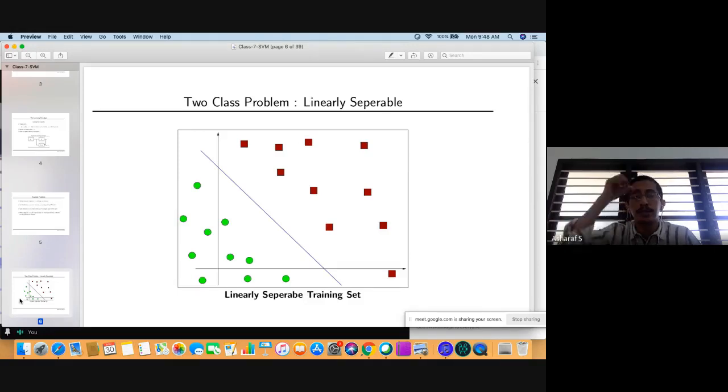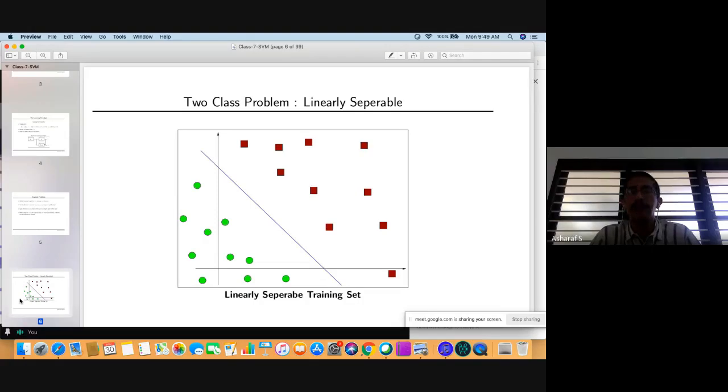When a new point comes in, a test point, you compute W transpose X plus B. If W transpose X plus B is greater than 1, you say the point belongs to the class of squares, otherwise it belongs to the class of circles. If W transpose X plus B is less than 0, it is the class of zeros, and the 0 case can be assigned to any of these classes depending on the context.